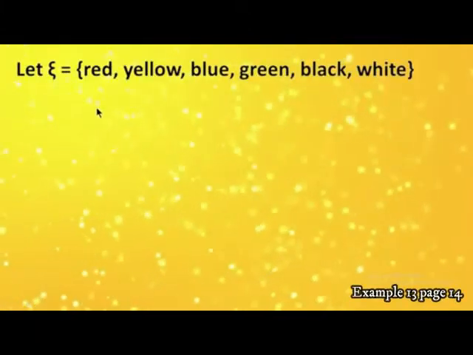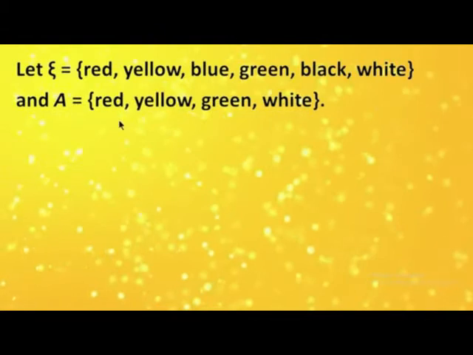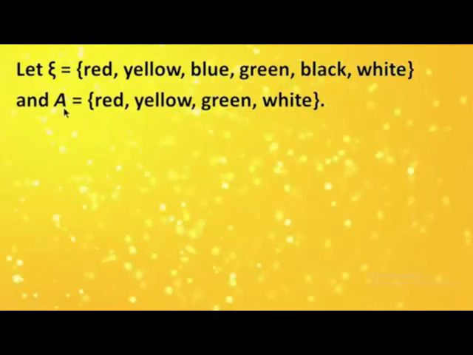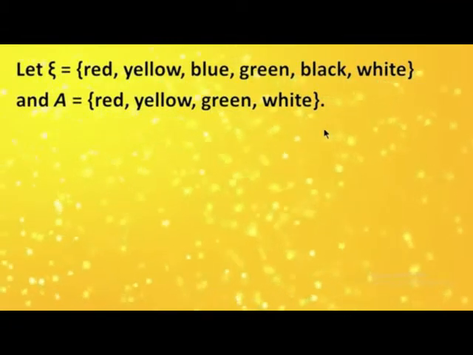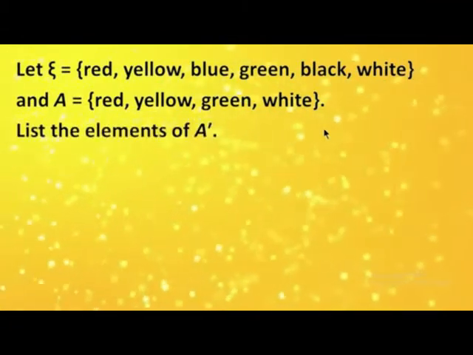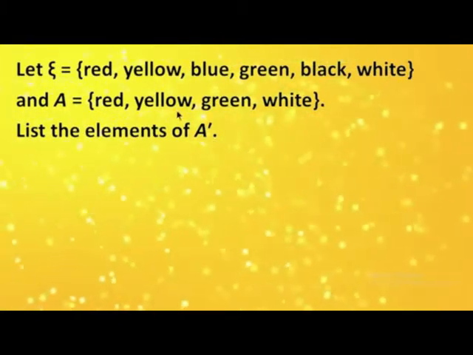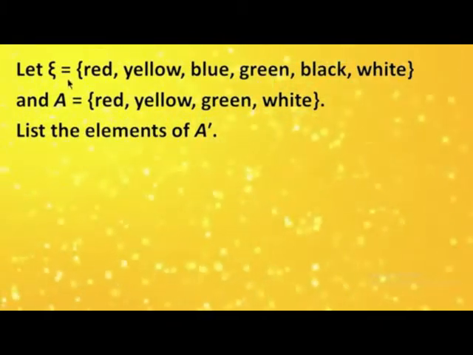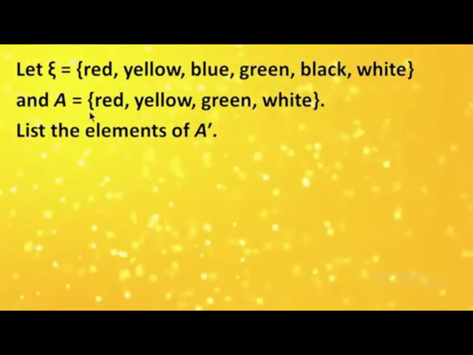Let the universal set be red, yellow, blue, green, black, white. And the elements of set A are red, yellow, green, white. So, list the elements of A complement. The elements of A complement are the elements that belong to the universal set but do not belong to set A.